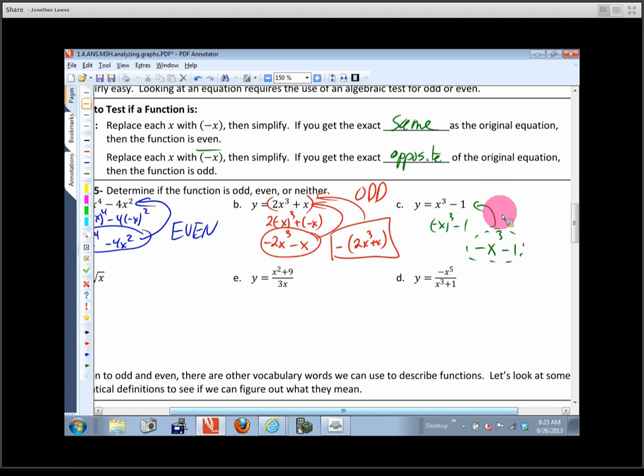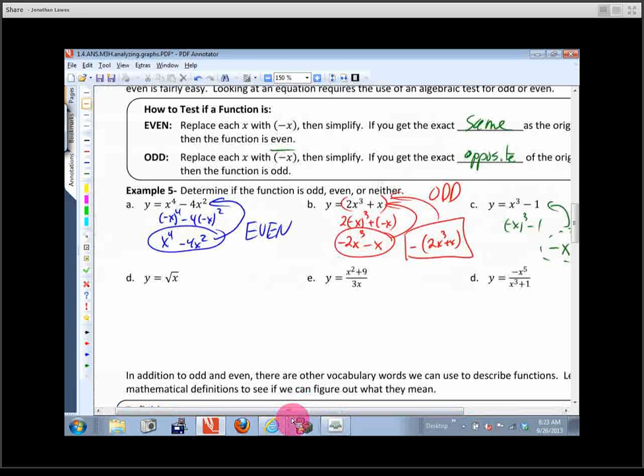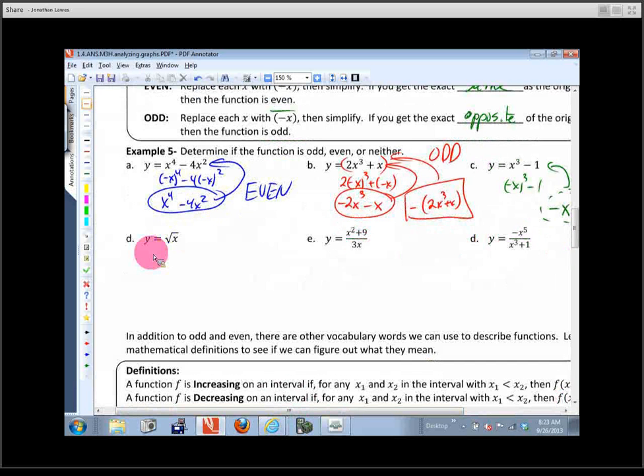Again, let me show you another way that you can tell. If I take out the negative, I'd get x cubed plus 1. There's the negative out front, meaning opposite, and look what's here. Is that exactly the same? It's not. Okay? So this one is neither. There's no symmetry for that one. All right. This gets a little bit interesting because you've really got to think about this.